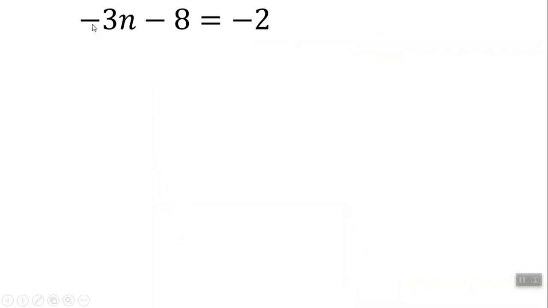Okay, on this one, negative 3n minus 8 equals negative 2. We're going to cancel out the negative 8 by adding 8 to both sides, and then we're going to divide by negative 3. A lot of kids will forget about the negative sign, or they'll think they need to deal with an opposite. But with a coefficient, you divide out the whole thing. So we're going to add 8, divide by negative 3.